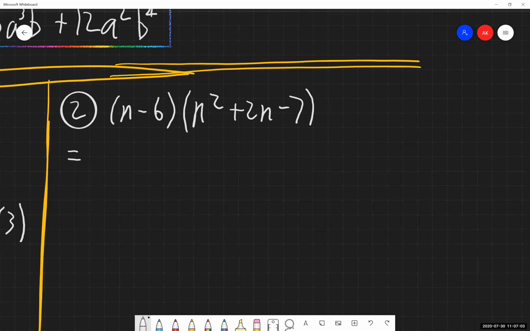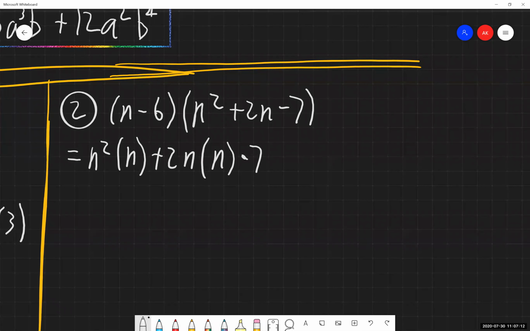So again, n squared times n plus 2n times n minus 7 times n. So the n distributed through, fantastic. And now we're doing the same thing with the second term in the first polynomial. So again, just like we've been doing with these previous ones, I'm hoping we're starting to see this becoming very mechanical.